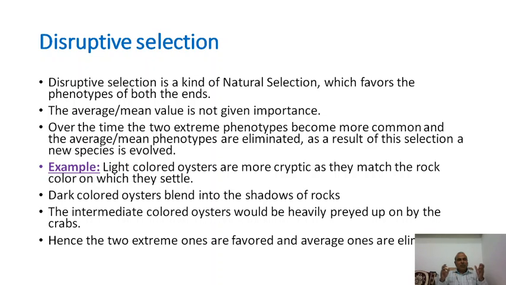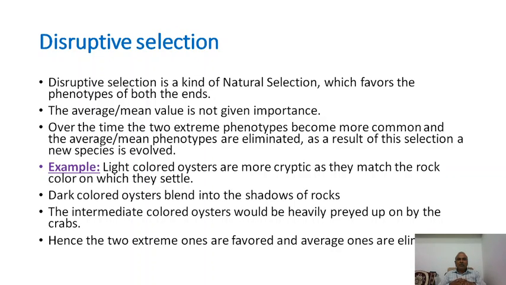Over time, two extreme phenotypes become more common, and the average phenotypes are eliminated. As a result of selection, two different populations will be selected. Preserving their alleles separately, they may become new species in the course of next generations. Let us see the examples.